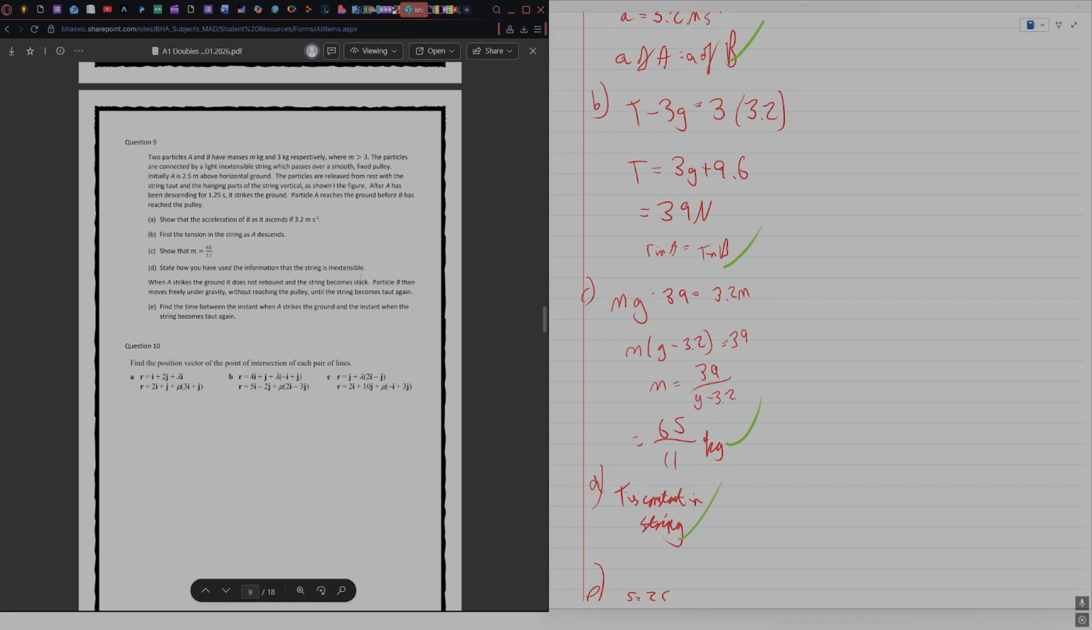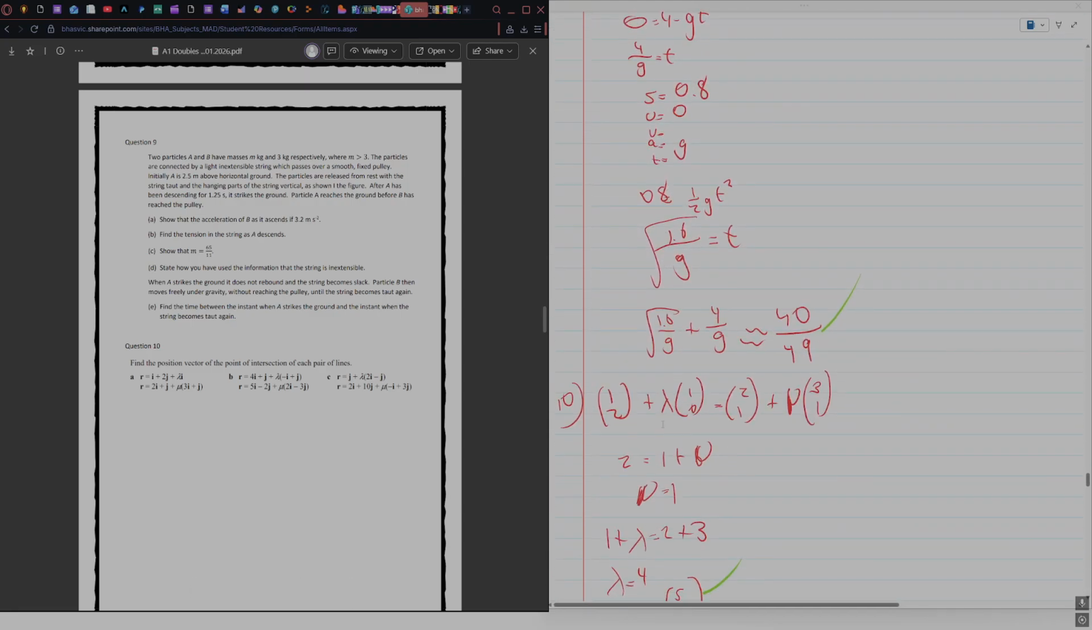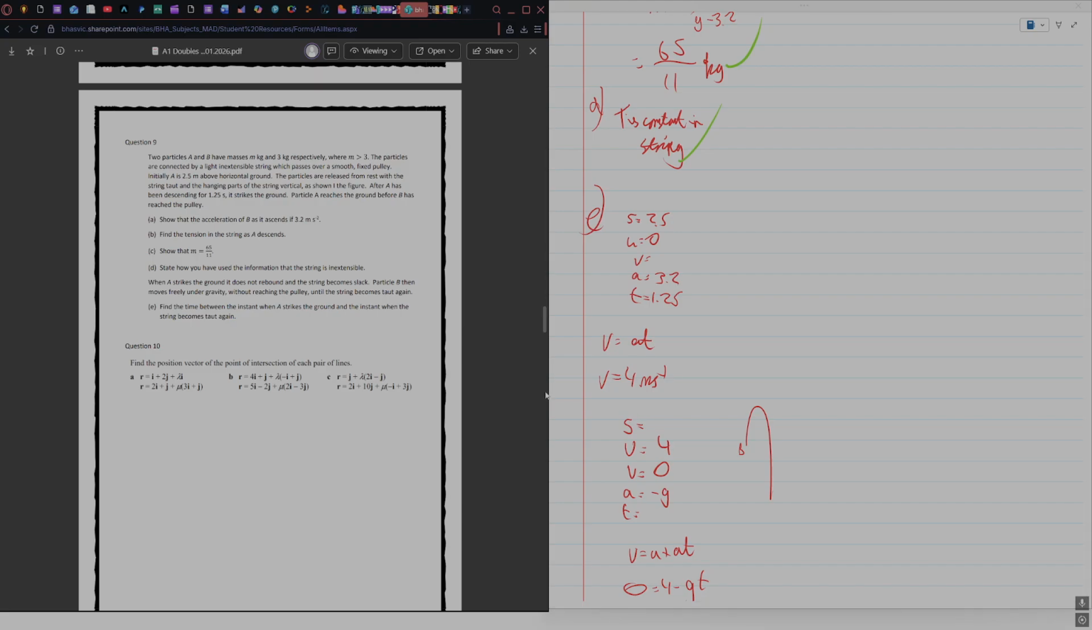And then, using that it's inextensible, which means that tension is constant, these questions are very long. These are usually like 7 marks again. And so there's this new information here that A strikes the ground and doesn't rebound, the string becomes slack, and then B moves freely under gravity.